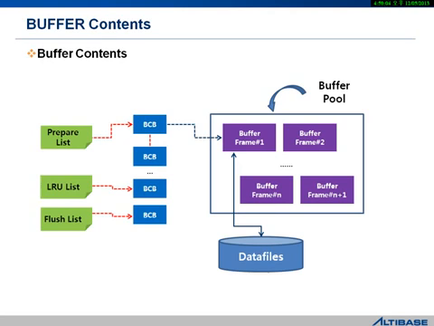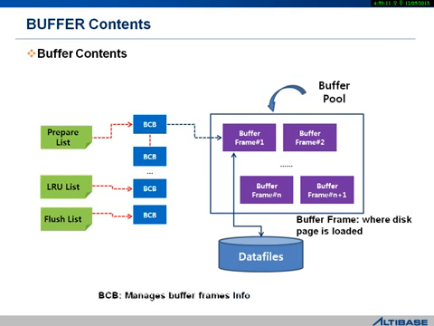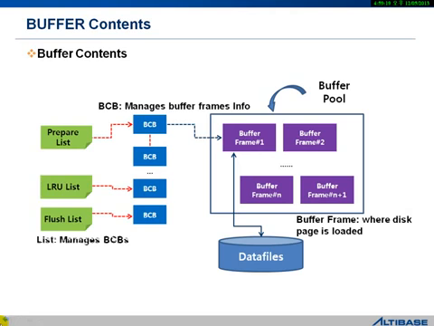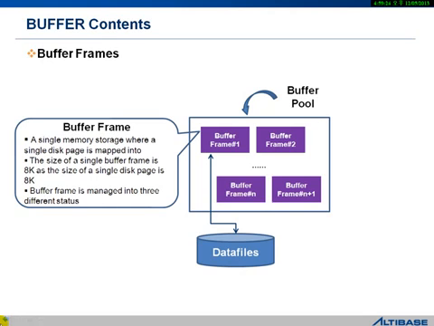Now let's have a look at each of the contents. So the buffer frame is where the page is loaded, and the BCB manages the buffer frame's information. The list manages BCBs. Like I said previously, the buffer frame means where the page is copied into. So you can think of it as space where real data is saved, but Altibase uses the page as the smallest unit of saving data, which is 8 kilobytes.